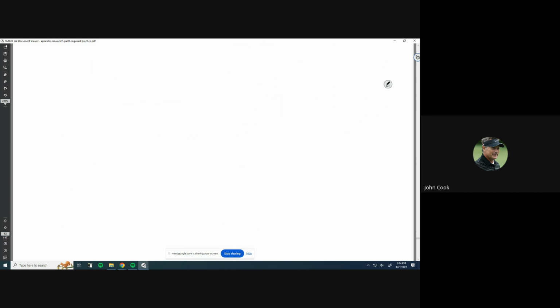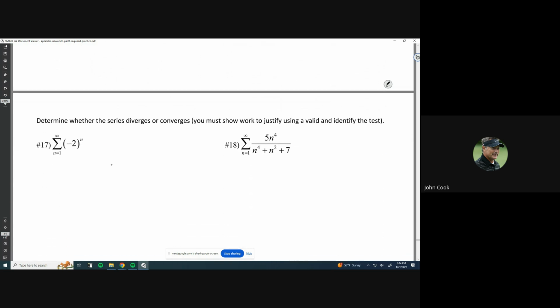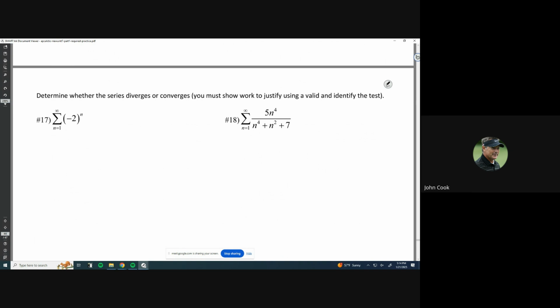Okay. And then 17, determine whether the series converges or diverges. Well, this is real obvious. This is a geometric series. A lot of geometric series on this one. Maybe I'll just do a quick video for those ones, just by themselves. But oh yeah, and then this is a real obvious one. This is an nth term test for divergence. A lot of nth term tests as well, because watch what happens as the limit goes to infinity.